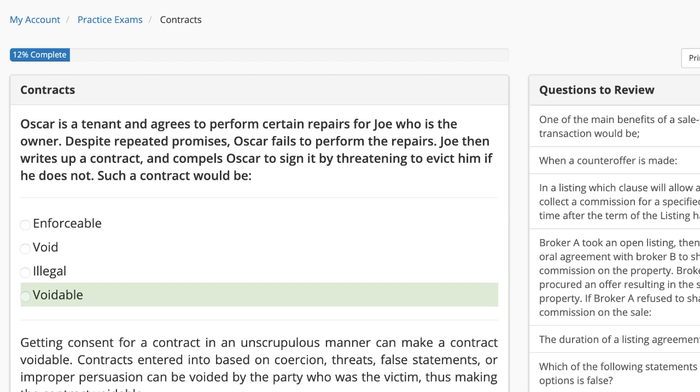Remember that threat. The moment you hear that word threat, the rest of the question could read blah, blah, blah, blah. Who cares why you're reading it? Because the moment you hear the word threat, the answer is voidable. You got to know those key words, guys. You got to know those trigger words. And for voidable, that trigger word is threat.